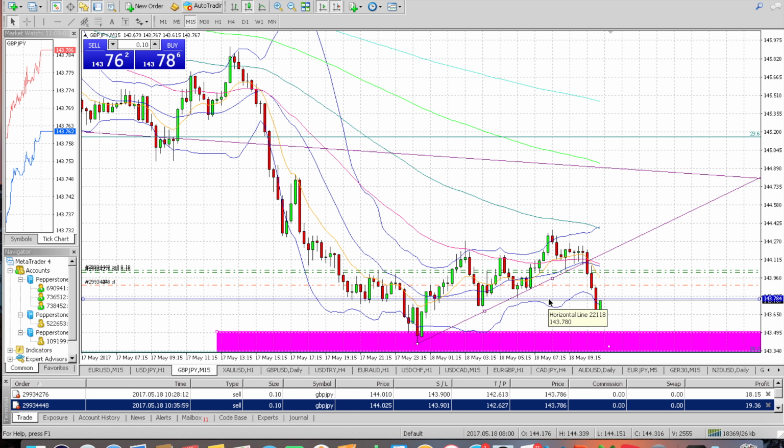So I've just modified this line due to this area and this area and this area. This could be that some sellers are setting some sell stops at this level. So let's wait and see.